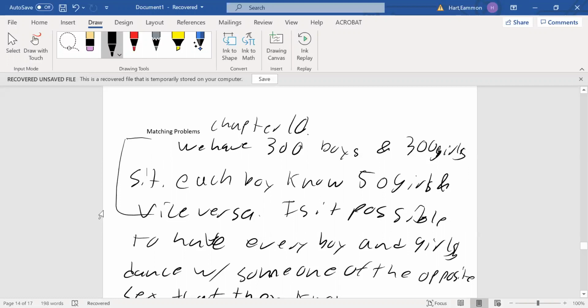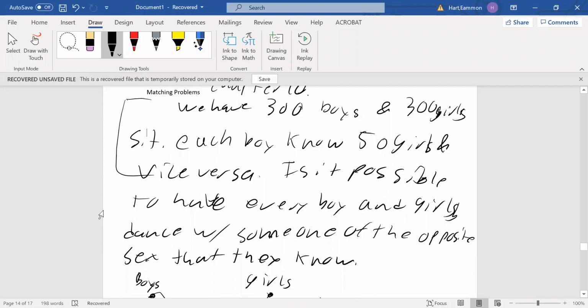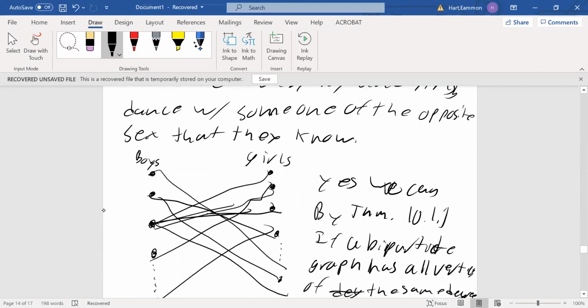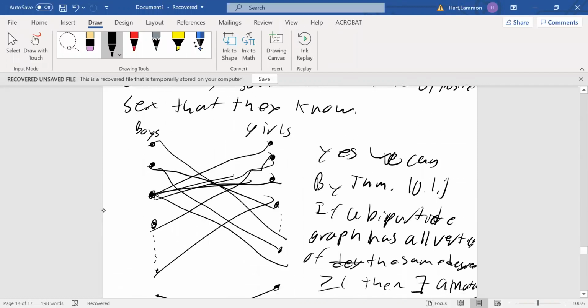Is it possible to have every boy and girl dance with someone of the opposite sex that they already know? So we're not trying to introduce any two people here. We're just trying to pair them up with somebody that they already know. And it's bipartite, where we're using traditional sex differences here. So boys on this side, girls on this side, and each of them has regular degree 50, and we want to know, is it possible to pair them up that way?